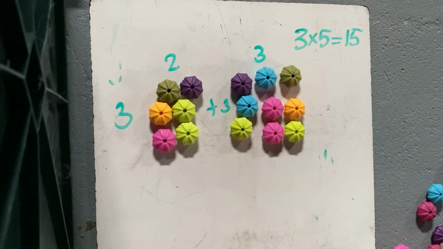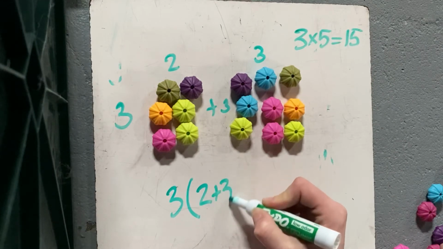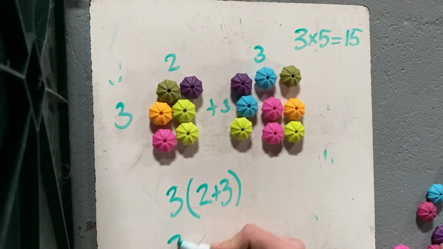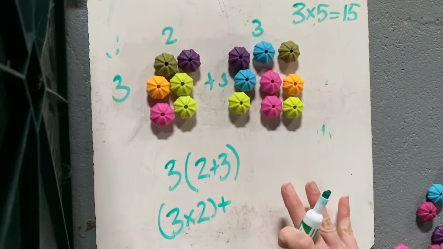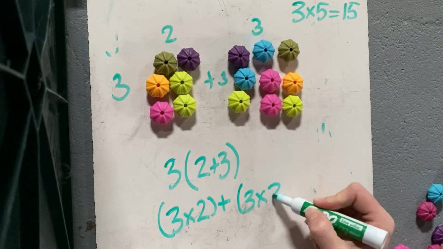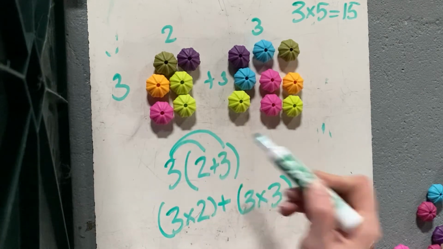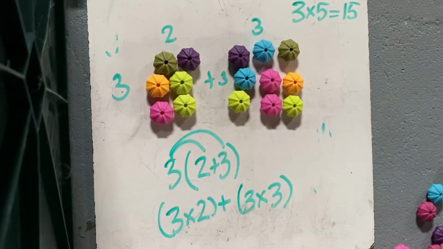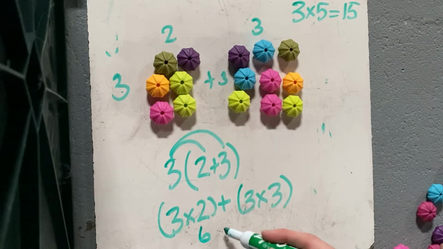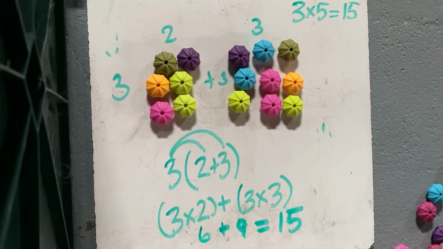So I can write this in two different ways. I can say 3 times 2 plus 3, or I could say 3 times 2 plus 3 times 3. So I'm essentially taking this 3 and distributing it to the 2 and distributing it to the 3 to get the 3 by 2 plus the 3 by 3. And when I multiply this out, I've got 6 obviously in this array, plus the 9 here in this array gives me a total of 15.